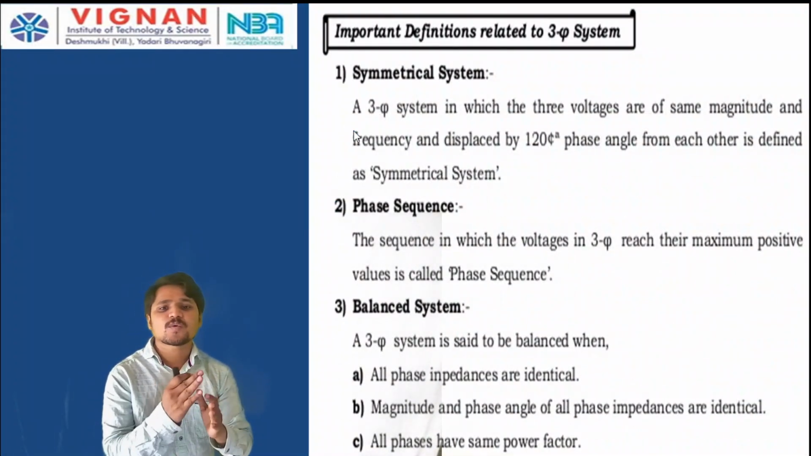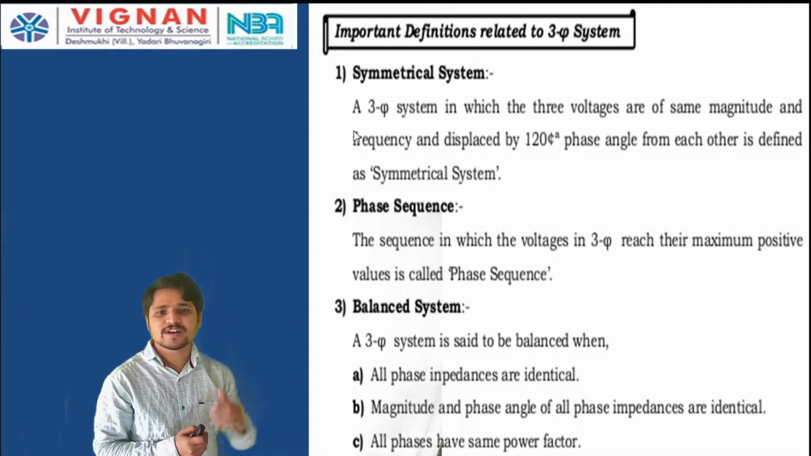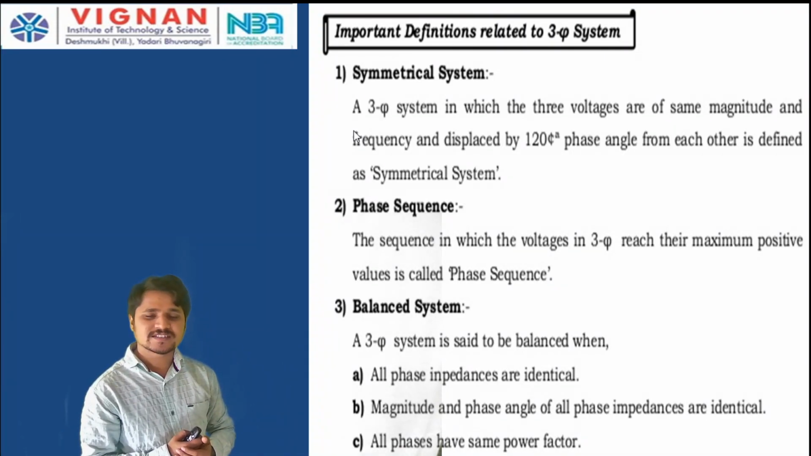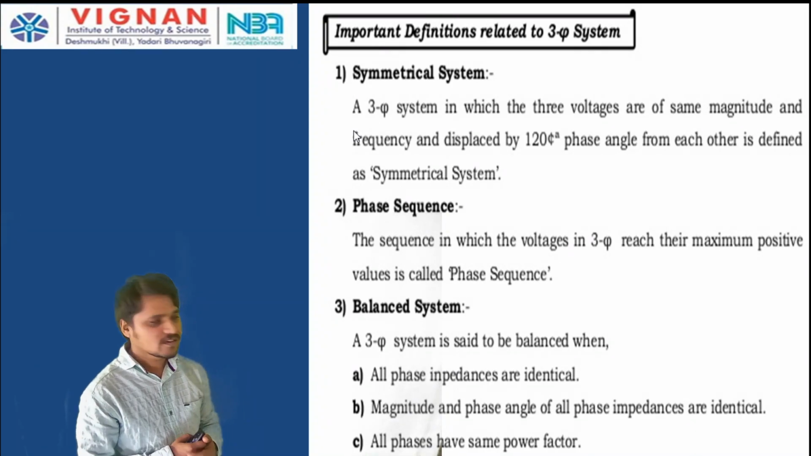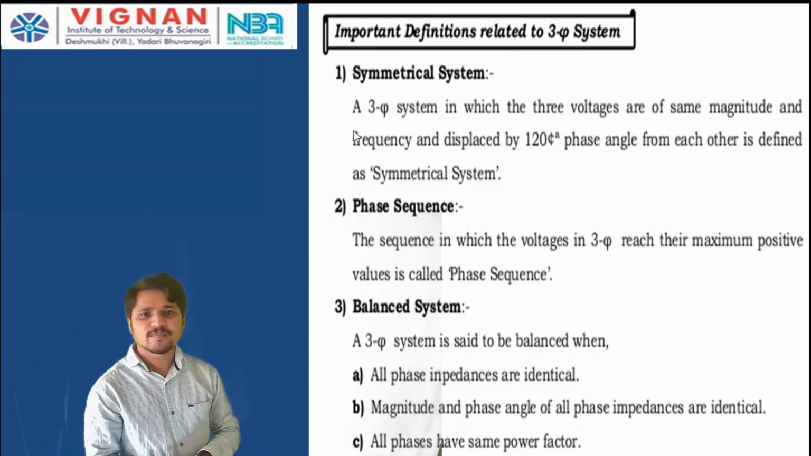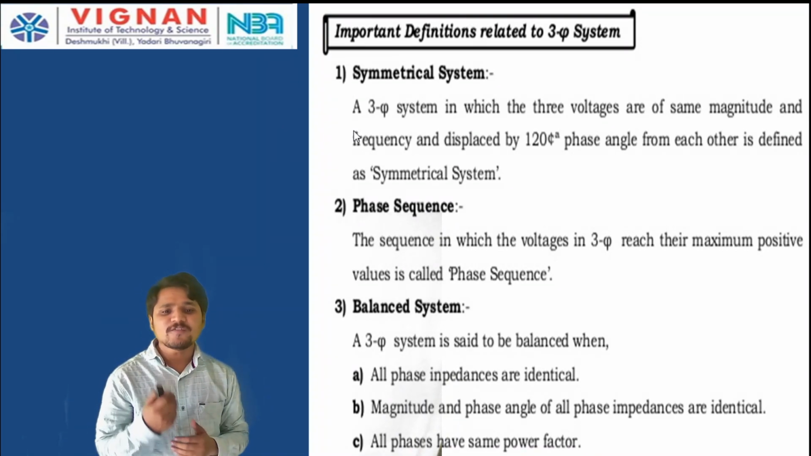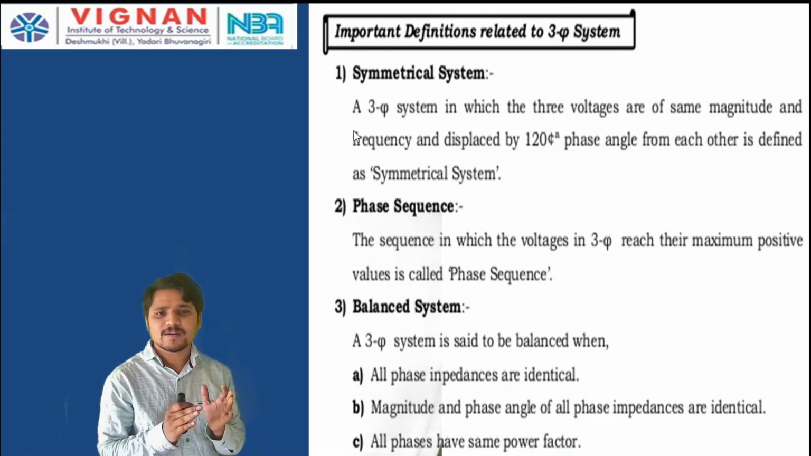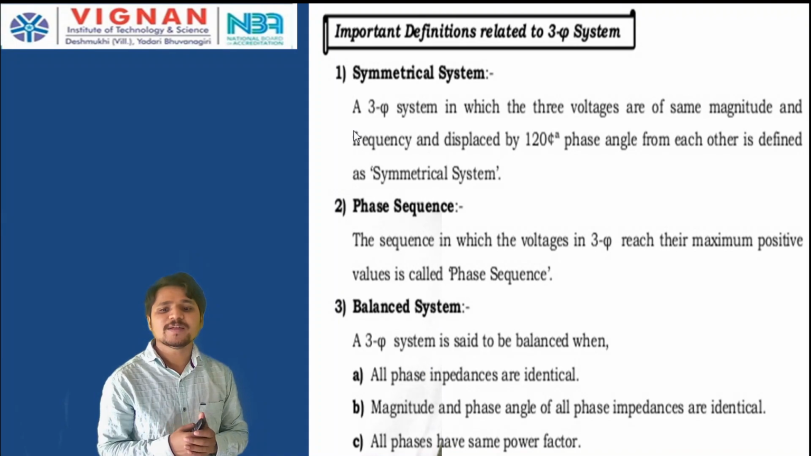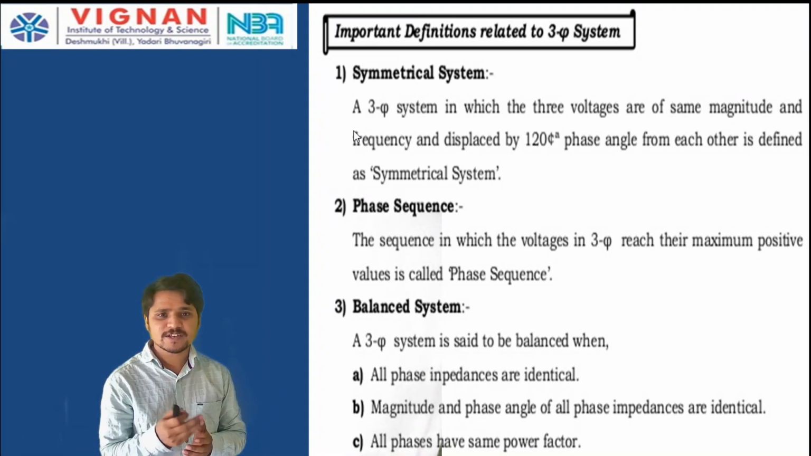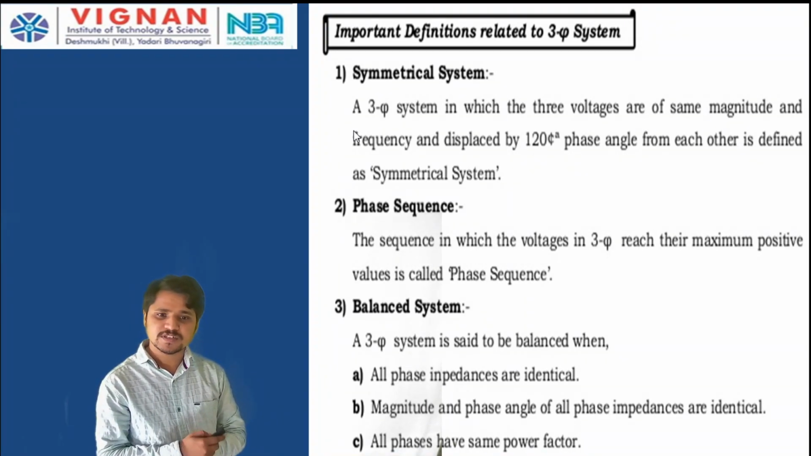A sequence in which the voltages in a three-phase system reach their maximum positive values we are calling a phase sequence. Now, next, what is a balanced system? A three-phase system is said to be balanced if all the phase impedances are identical, that means the magnitudes are equal, and the phase angles of all the impedances are identical. The phase angle must be 120 degrees apart, and all phases have the same power factor. Then the system is called a balanced system.